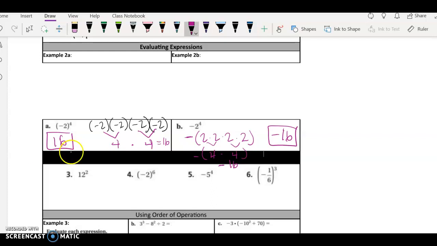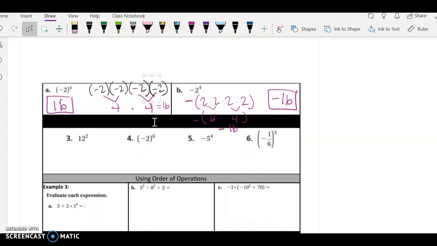So that's why it's super important to have your parentheses or not have your parentheses, because if we don't have the parentheses, it could change our answer drastically. So now I want you to do 3 through 6 on your own, and then you'll check your answer with mine.